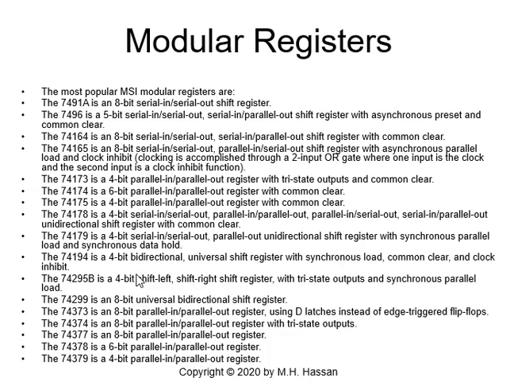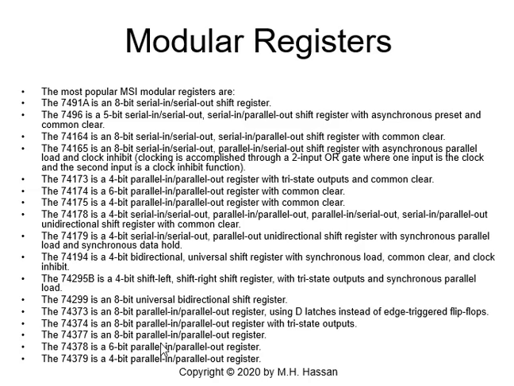The 74194 is a 4-bit bidirectional universal shift register with synchronous load, common clear, and clock inhibit. The 74295B is a 4-bit shift right shift register with a tri-state output and synchronous parallel load. The 74299 is an 8-bit universal bidirectional shift register. The 74374 is an 8-bit parallel in parallel out register using D latches instead of edge-triggered flip-flops.